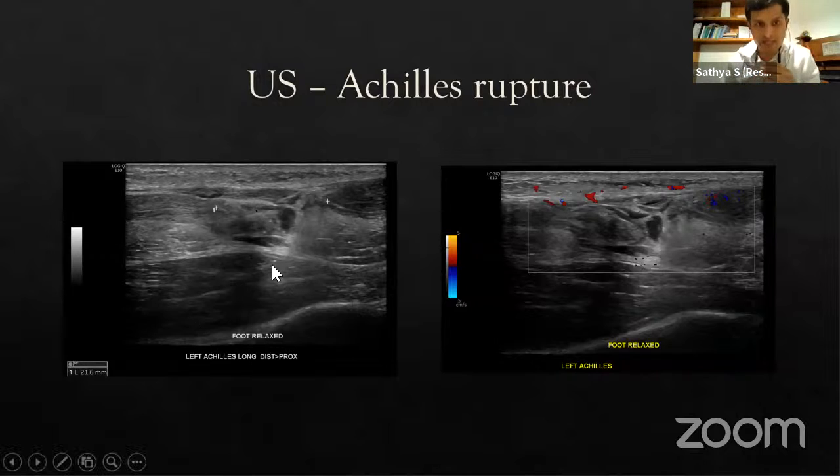This ultrasound scan image that I have put here is taken when the foot was relaxed, and you can see a separation that is happening. When the separation is more than 10 or 11 millimeters, it's indicated to go for surgery, because the muscle tendon unit has already started to retract, which is not going to heal, and that's going to cause a lot of problems in the future.